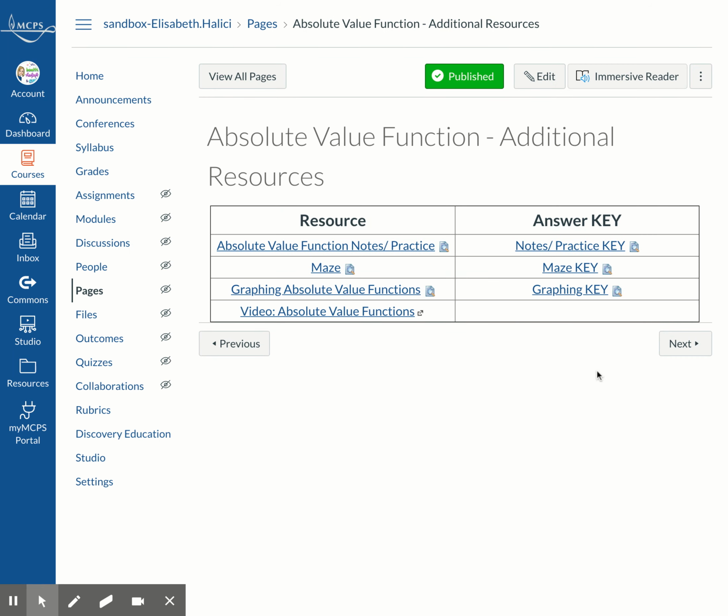The next slide directly feeds into differentiation. This page serves as a menu in which students are able to access additional resources of their liking and practice more transformations with absolute value functions before taking the assessment at the end of the module. This page also provides students with an answer key so that students can check their answers.